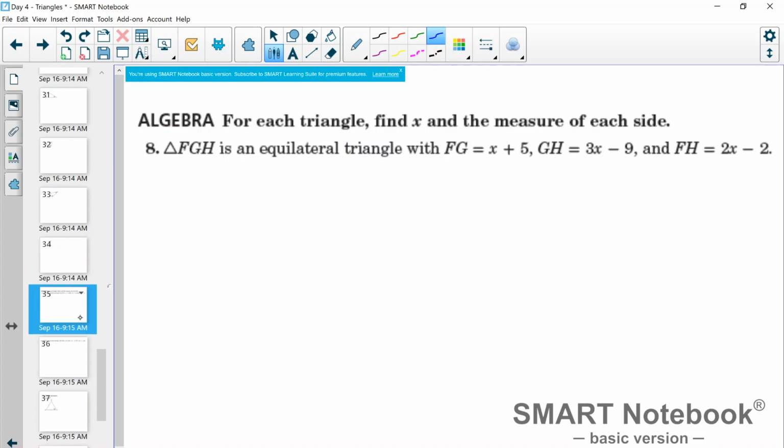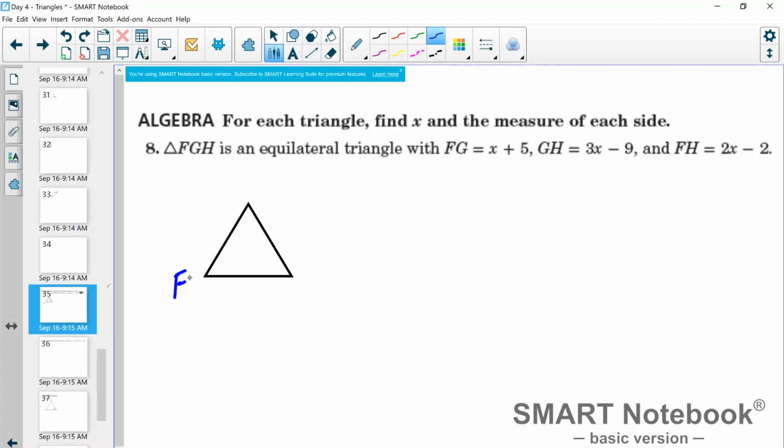We can also algebraically find the measure of each side. And for instance, this one, we have triangle FGH, equilateral triangle. FG is x plus 5, GH is 3x minus 9, FH is 2x minus 2. First, my suggestion is draw a picture. We know we have an equilateral triangle. Doesn't have to be perfect.